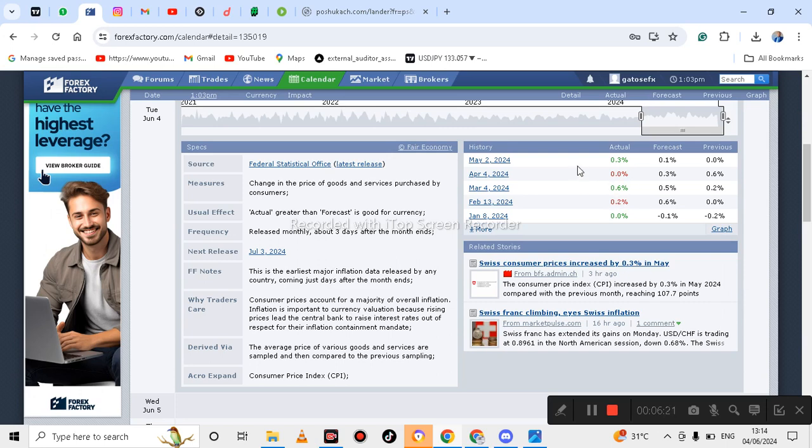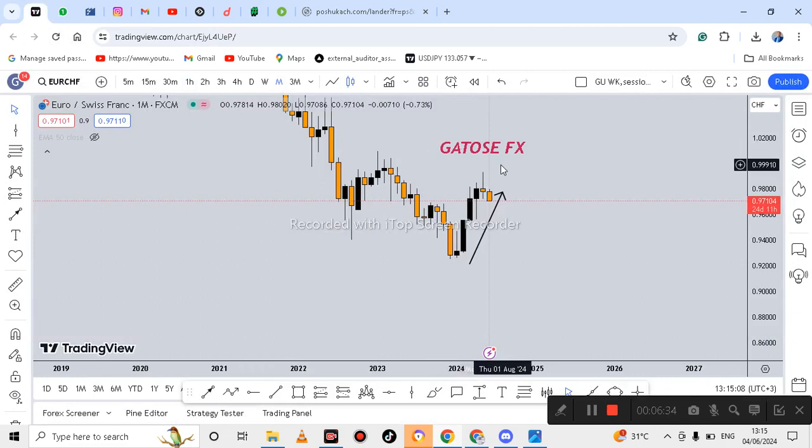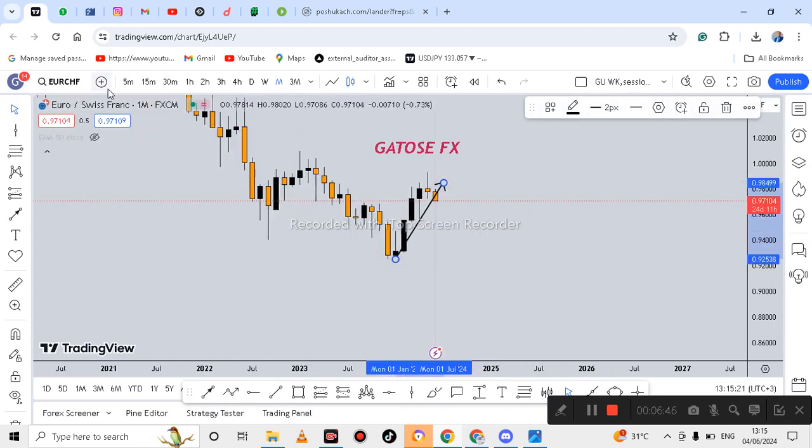But now, how does it affect the performance of a state? Look at what happened last year, in the last quarter, when we had deflation. Go to the chart and look at Euro CHF from December, January, coming to this April. On the monthly time frame, this pair has been buying. This pair has been bullish. Why? Because of this effect of inflation.